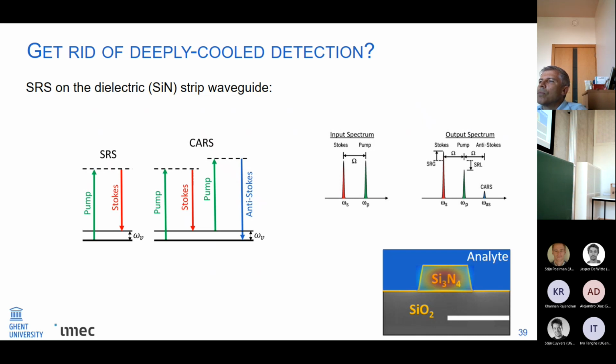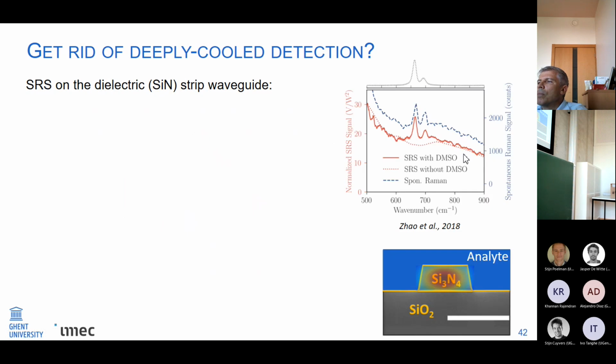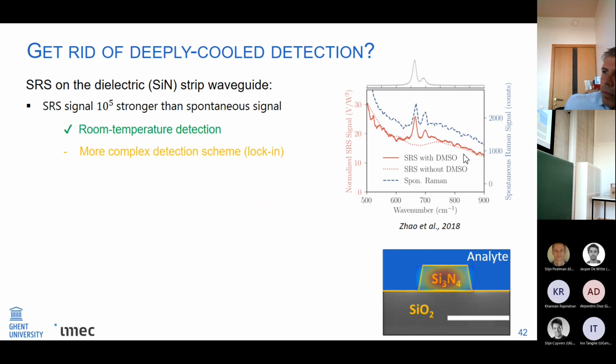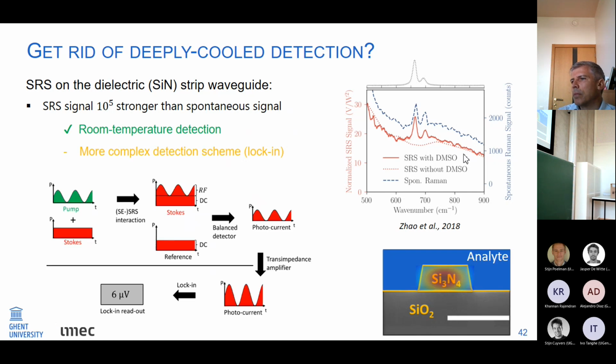In SRS, you try to detect the intensity increase on top of the Stokes laser, while in CARS, you try to detect this degenerate anti-Stokes frequency. And then Alan, who's part of the jury here today, showed that if you do SRS on the dielectric strip waveguide, then you can significantly boost the Raman signal compared to the spontaneous case, and this allows for room temperature detection. This comes at the cost of a more complex detection scheme with the lock-in, so let me quickly explain that.